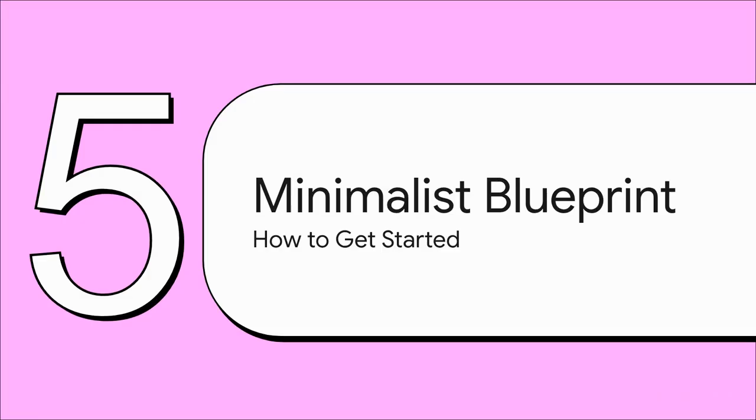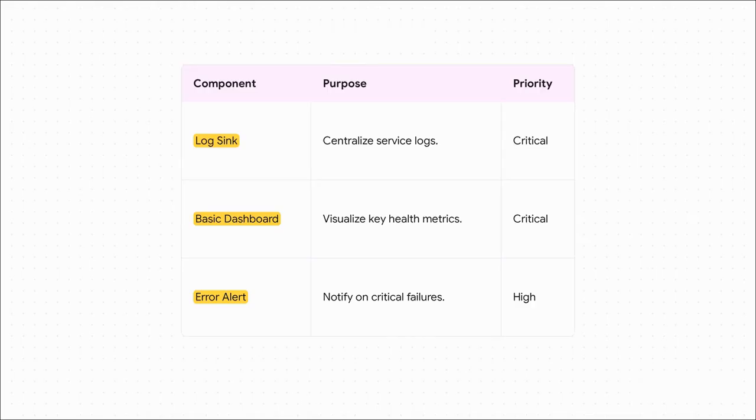Okay, I know this all sounds great in theory, but you're probably wondering, where do I even start? Let's wrap this up with a super simple, minimalist blueprint to get you going. Look, don't try to boil the ocean here. Just start with these three things. First, and this is critical, get your log sinks automated. Centralized logging is the foundation for everything else. Second, give every service a basic health dashboard with CPU and memory, the fundamentals. And third, create one high-priority alert for critical server errors. If you just automate these three things, you've already saved your developers a ton of time and headaches.